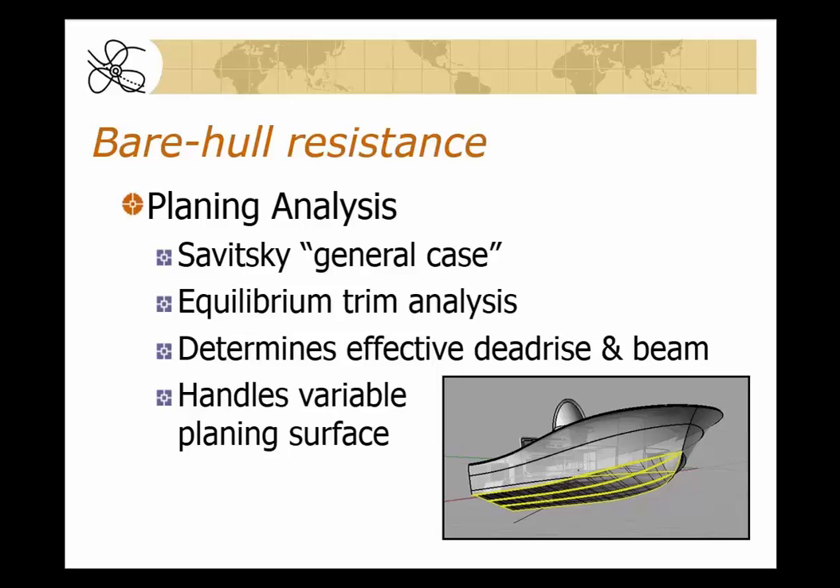Now, one of the weaknesses of the conventional Savitsky method has always been that the hulls that we actually design, as can be seen by this simple graphic here, are not truly prismatic. They have curvature in all directions. They have pad keels, they have chine flats, they have strakes, they have variable angles of dead rise. There's a number of different things that make a real hull different from the original Savitsky tested model.